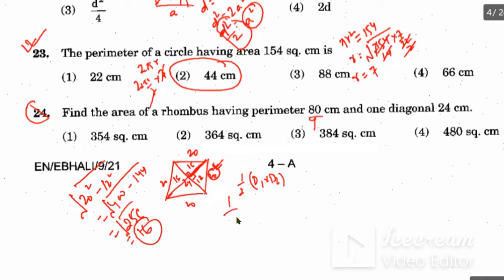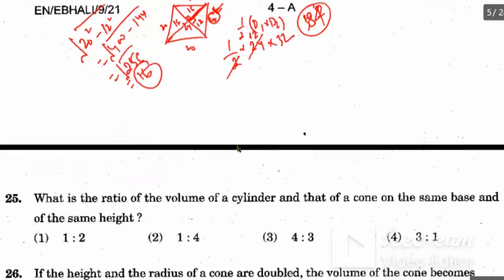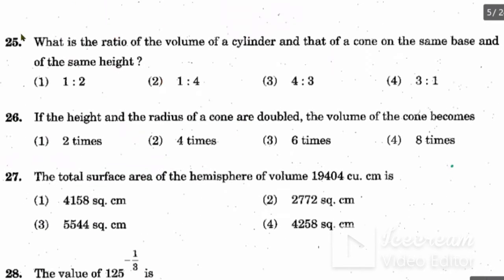So easily you can have the area of the rhombus. Half d1 is 24, and d2 is 32. So you can divide it: 12 times 24 gives 288, plus 96, 384. The third one is the correct answer. Now let's check from question number 25.